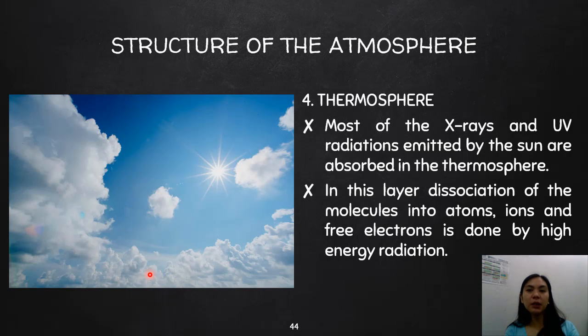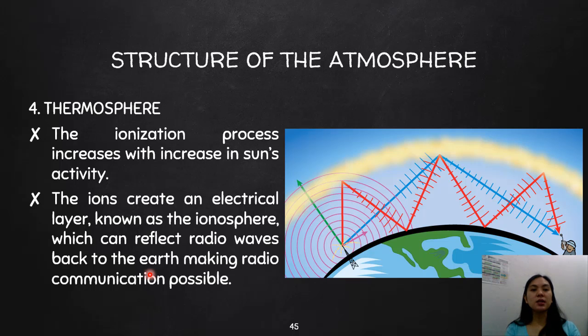Another trivia about your thermosphere: most of the X-rays and UV radiation emitted by the sun are absorbed in this layer. Also in this layer, dissociation of the molecules into atoms, ions, and free electrons is done because of the very high energy radiation. So why is the dissociation of molecules into atoms, ions, and electrons important? The ionization process increases with increase in the sun's activity. The ions that form create an electrical layer which we know as your ionosphere.